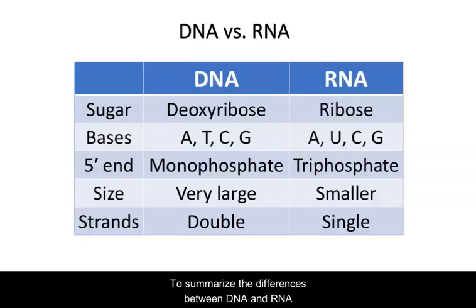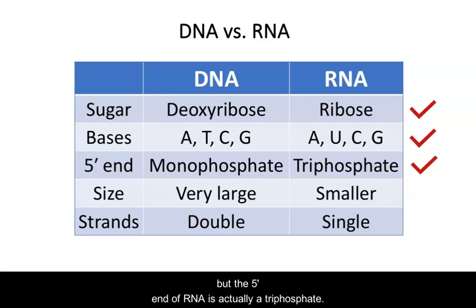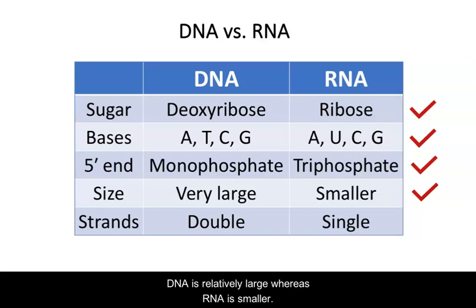To summarize the differences between DNA and RNA, remember that DNA has a deoxyribose sugar, whereas RNA has a ribose sugar. The bases in DNA are adenine, thymine, cytosine, and guanine, whereas in RNA, uracil replaces thymine. The 5' end of DNA is a monophosphate, but the 5' end of RNA is actually a triphosphate. DNA is relatively large, whereas RNA is smaller. And finally, DNA is double-stranded, which makes it really stable, but RNA is single-stranded, which is part of the reason that it's more prone to degradation than DNA.